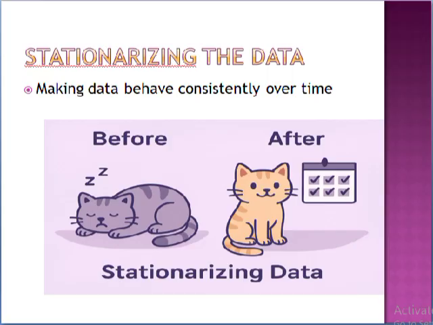So, the first topic is transforms used for stationarizing data. First up, stationarizing data. You might ask, what is stationarizing? Well, in simple words, it's making your data behave consistently over time. Like, think of training your sleepy cat to follow a schedule. Once it is consistent, it is easy to predict what it will do next, right?